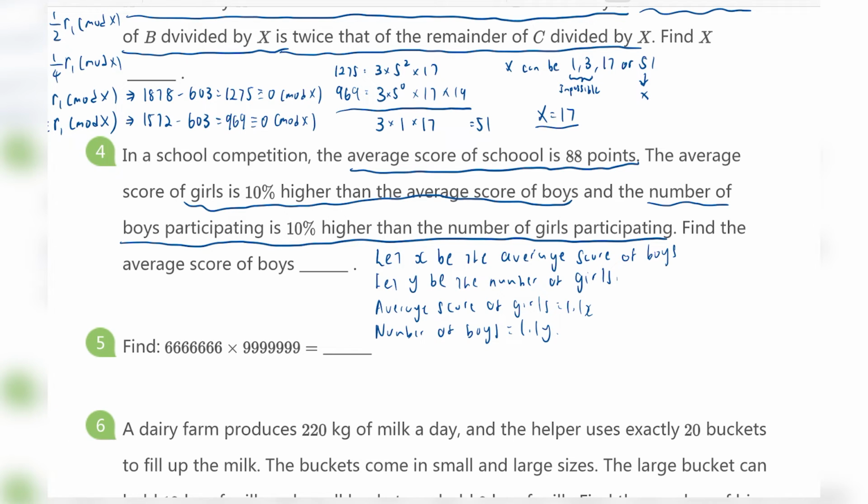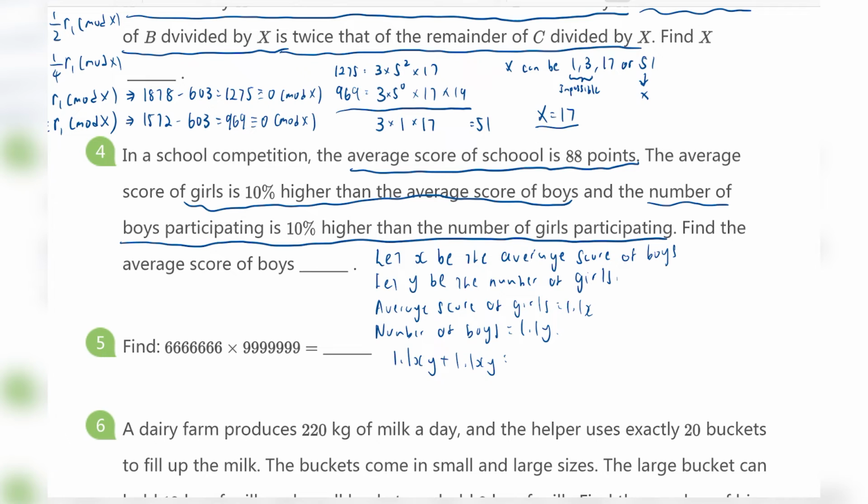We're going to find the total score for the left side and the right side. Now in this case over here, because the total score is just the total score of boys plus the total score of girls, we can do that as well. So we notice that the total score for boys is actually 1.1xy, because the number of boys is 1.1y and the average score of boys is x. That will be the total score of boys. And the number of girls times the average score of girls will also be 1.1xy, which is the total score of girls.